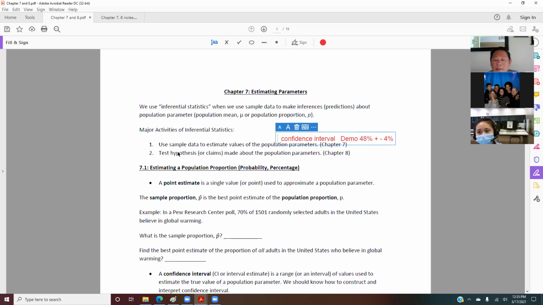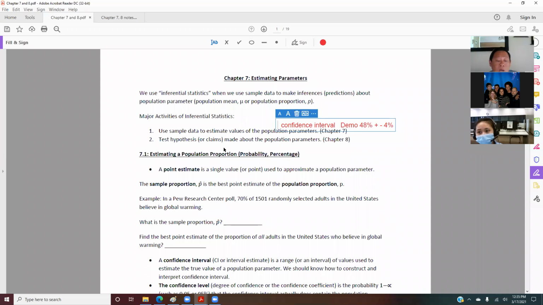And then in chapter 8, we talk about testing hypotheses. When you test hypotheses, usually you have a claim statement. So in the questions, you have to read the question very carefully, and it does have a claim statement. Usually the claim statement is about the population parameter, so is it the population mean or population proportion? When we talk about 7.1, we are talking about population proportion. A lot of students have no idea what the meaning of proportion is. Proportion means decimals, or probability, or percentage.